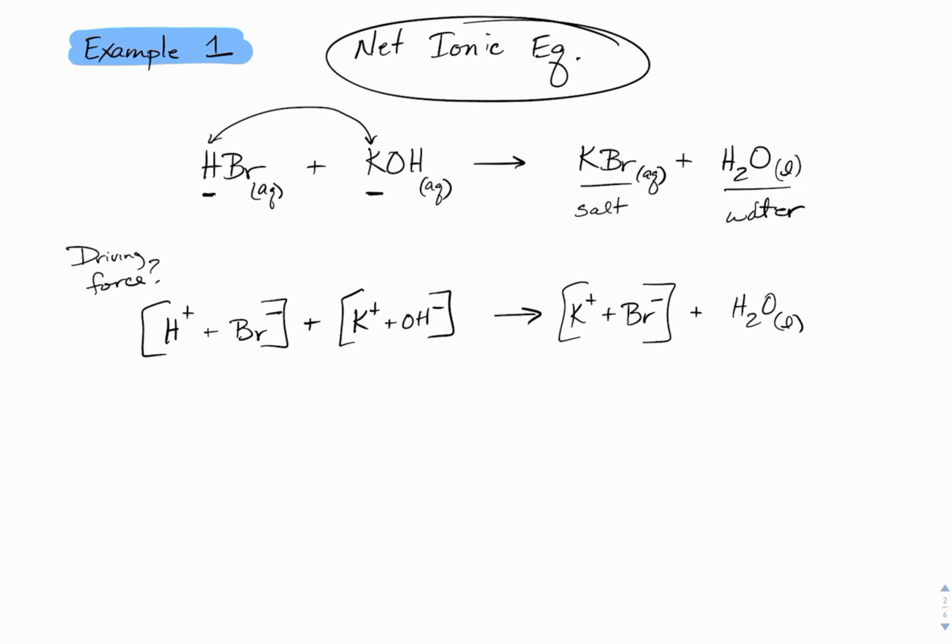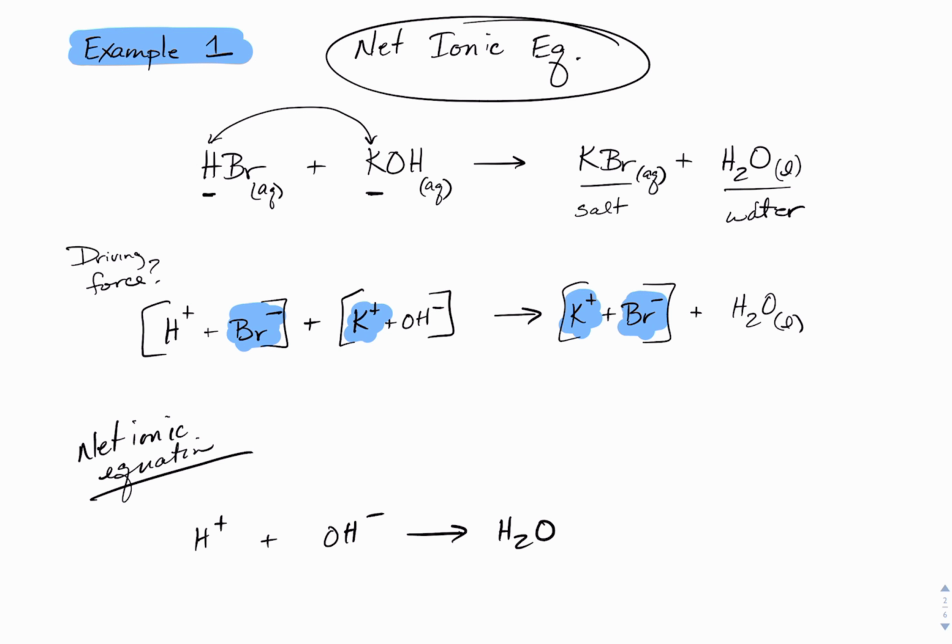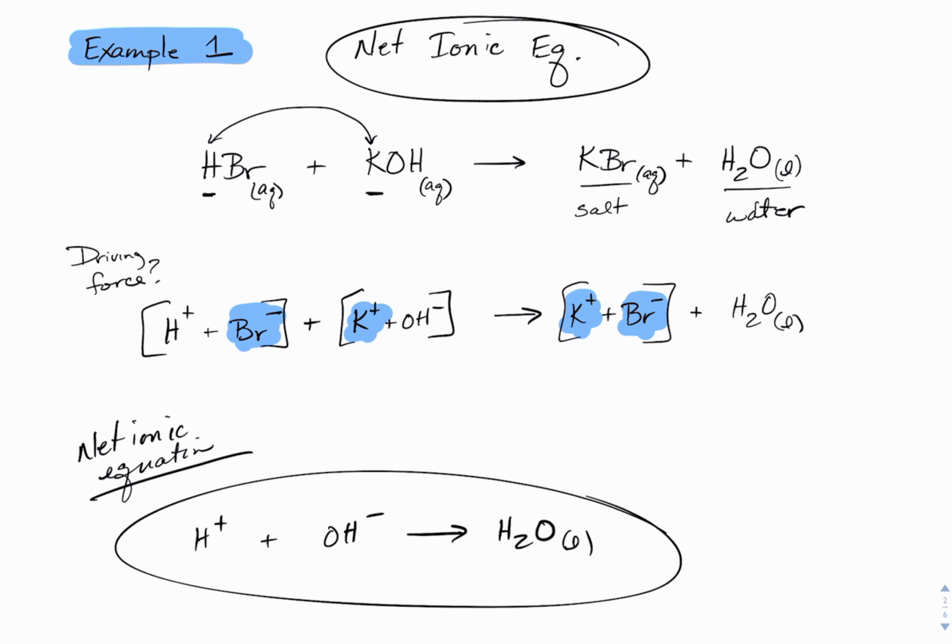And now we're going to take our spectator ions out, which bromine, or Br minus, happens to be one. Potassium, K plus, is another. And then we're left with everything that is not considered a spectator ion. And so for our net ionic equation, we are left with H plus plus OH minus yields H2O. So that is our net ionic equation. The driving force for this is the formation of liquid water.